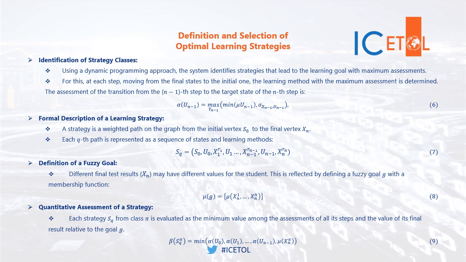After evaluating the individual steps, we formally describe the entire path using Formula 7. A strategy, in our understanding, is a weighted path on the graph, which is represented as a sequence of states and applied learning methods. Next, we must define the value of the final outcome. For this, the concept of a fuzzy goal is introduced, described by Formula 8. This function assigns to each possible final result a degree of its value for the student.